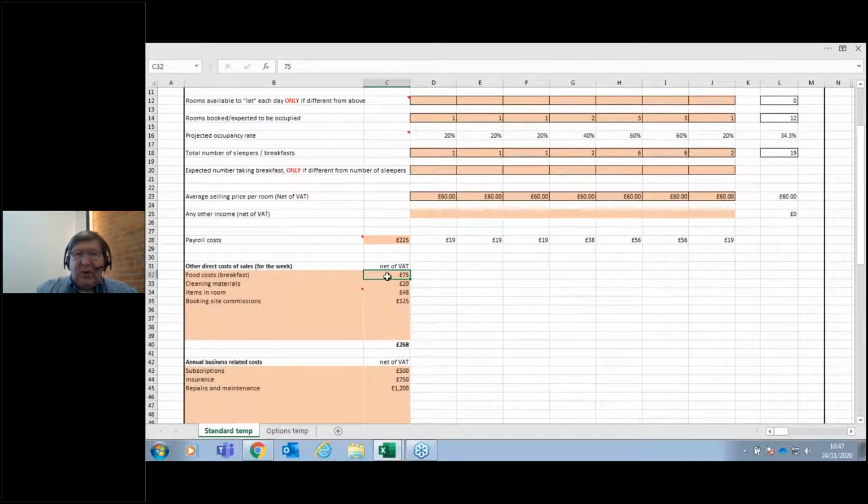Any other direct costs that you have for the week, so for example, the food costs, the food that you're going to buy for breakfast, any cleaning materials you might use, any items in the room that you may put, it might be fruit, for example, and any online booking commissions that you think you're going to be charged for the week, slot those in there.